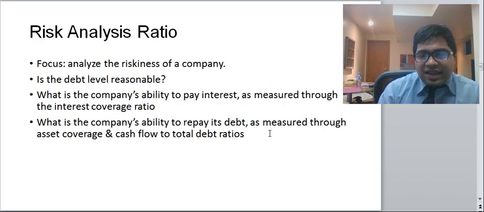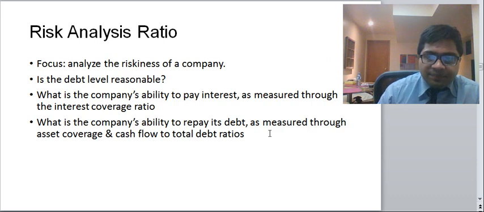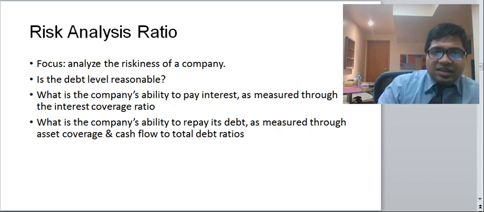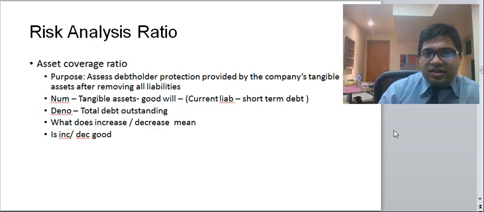Next is risk analysis ratio. So we focus on riskiness of the company. So we try to focus on debt, long-term debt of the company. So we show short-term debt in liquidity, long-term debt we look at in risk analysis. So is the long-term debt reasonable? Can the company pay interest as measured through interest coverage ratio, or what is the company's ability to pay debt measured through its asset coverage and cash flow to debt ratio?